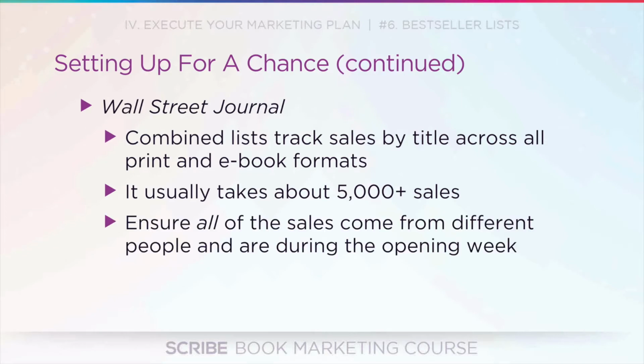But the important thing is making sure all the sales come from different people. Again, no list counts bulk orders. And, honestly, that makes sense. Like, if you just buy 10,000 of your own books, you're not a bestseller. That's just you spending money. So I understand why they don't do that.